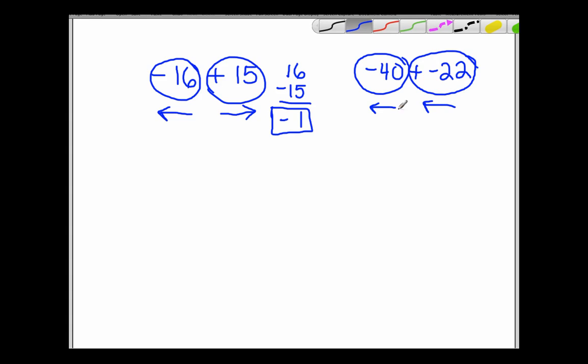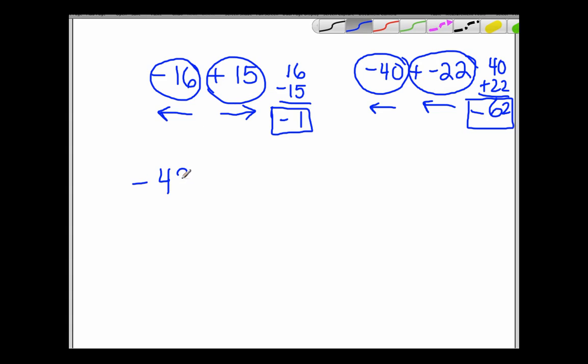All right, we can see that they're pointing in the same direction, both pointing left. So I will find the sum of 40 and 22, and I'll get 62. And the answer will take the sign of the direction of the vectors if they are going in the same direction. You get negative 62 because they're both going to the left.